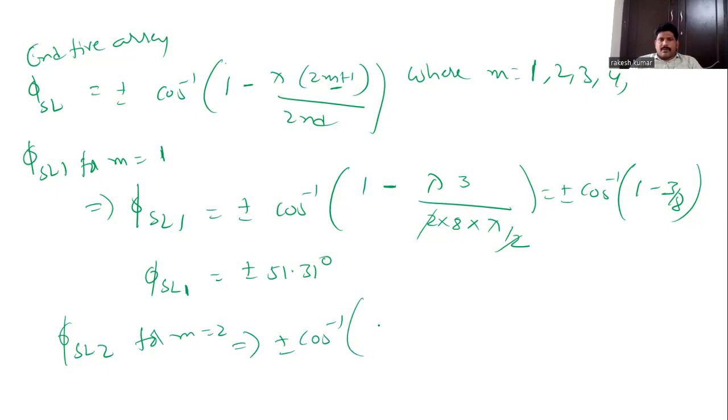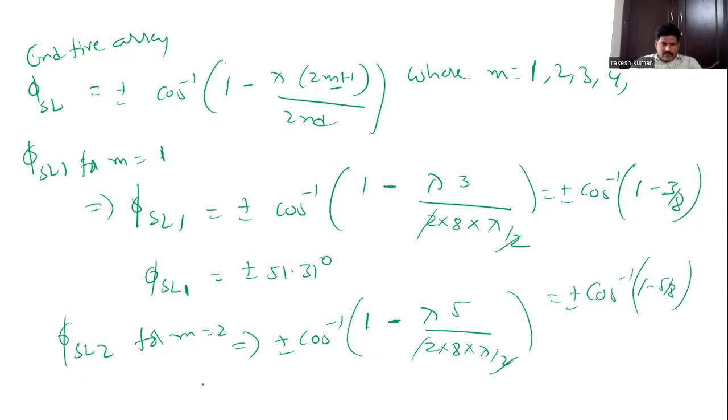cos inverse of 1 minus lambda into 2 into 2, 4, 4 plus 1, it is 5, 5 by 2 into 8 into lambda by 2. Lambda will get cancelled. That is equal to plus or minus cos inverse of 1 minus 5 by 8. So therefore, SL2 is equal to plus or minus 67.97. Okay. Now let us go for the third one.